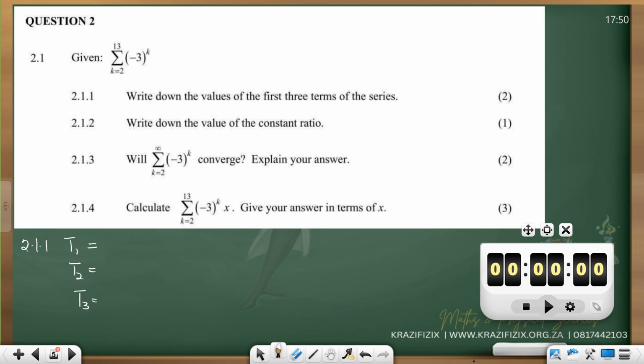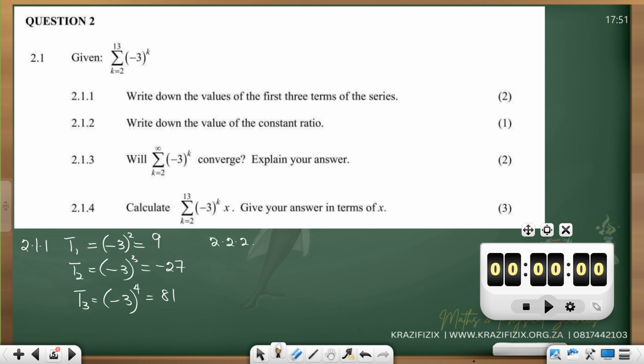So what do you do for the first one? You substitute K as what? 2. Because I wanted you to finish your paper. What's the answer? 9. Then you substitute as 3. What's your answer? Negative 27. Then you substitute as 4. What do you have? 81. Do you notice in that 1 minute I was actually done? 30 seconds. And the reason we're starting at 2 is because the base is at what? 2.